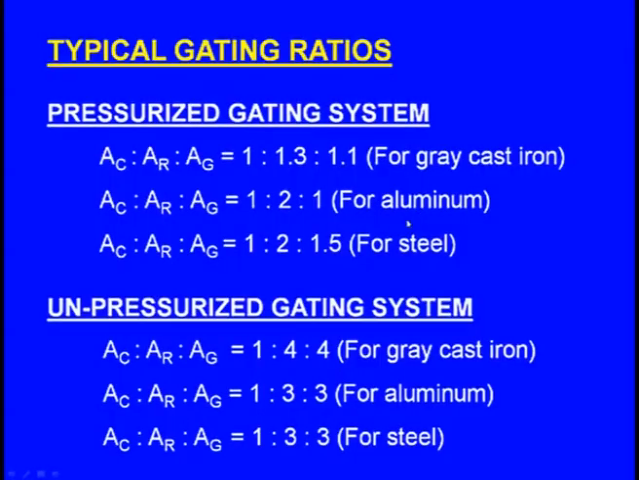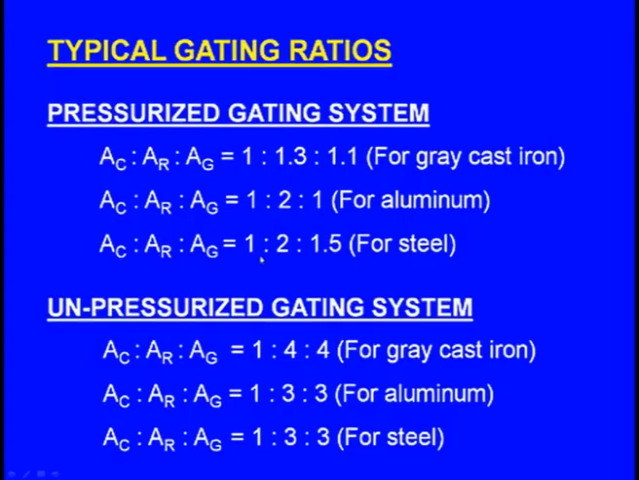Similarly, for aluminum alloys, this is the gating ratio, 1:2:1. And for steel, the gating ratio AC:AR:AG is equal to 1:2:1.5. So, these are the gating ratios for important cast alloys under the pressurized gating system.